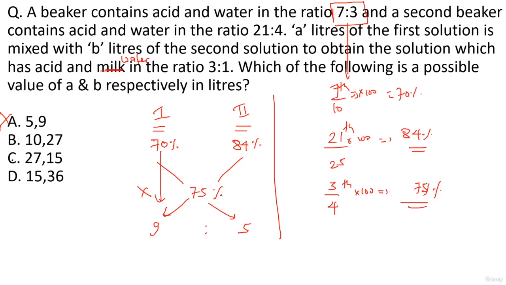Okay, if you look at option B, in option B the ratio of A and B is 10 is to 27 as such. We want the ratio 9 is to 5. So option B also is ruled out. If you look at option D, D contains 15 is to 36. Cancel out 3, you get 5 is to 12. No, we want 9 is to 5, not equal, right? So option D also is ruled out. By elimination, the answer alone is option C. If you observe the ratio 27 is to 15, yes, the ratio comes out to be 9 is to 5. That's the required answer.